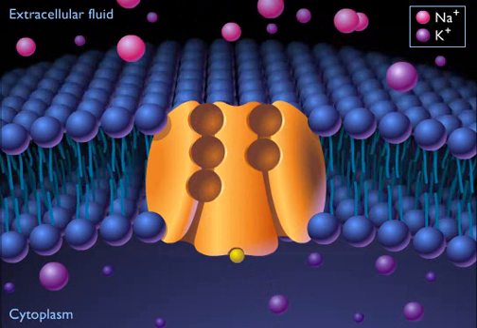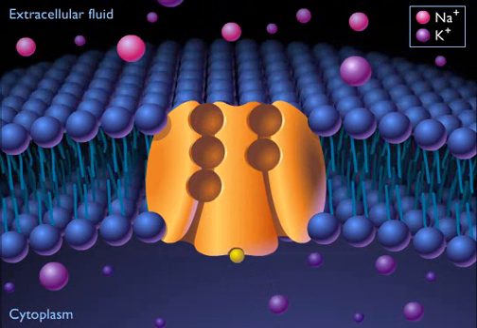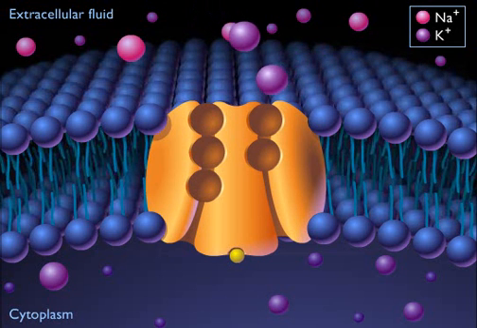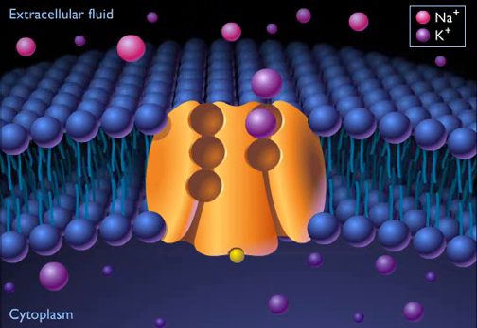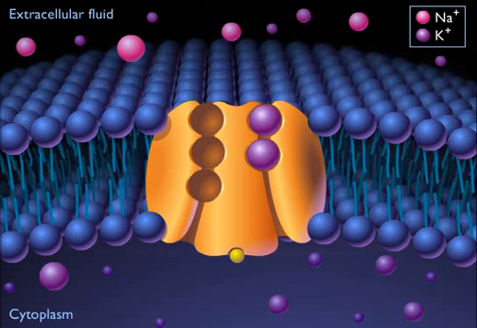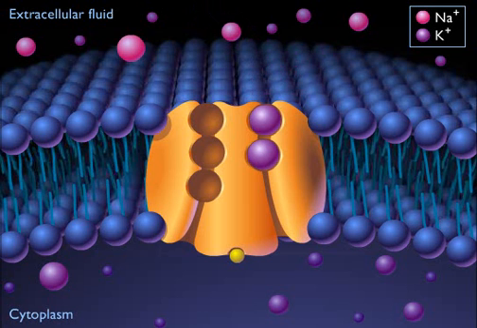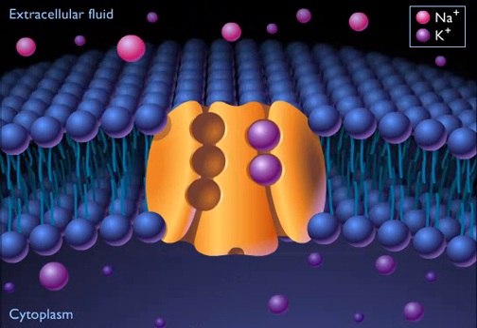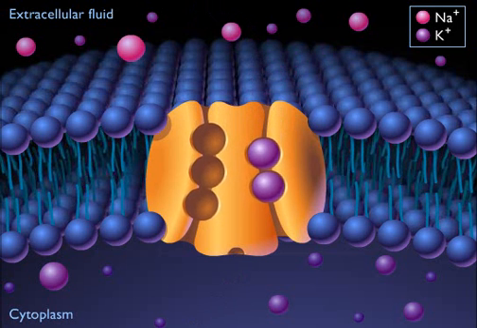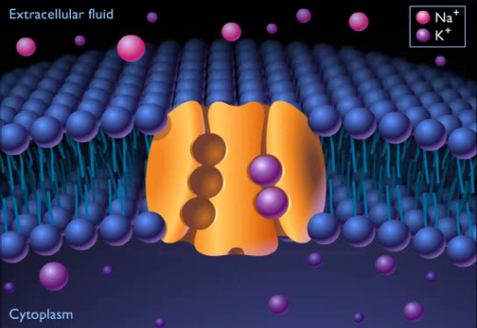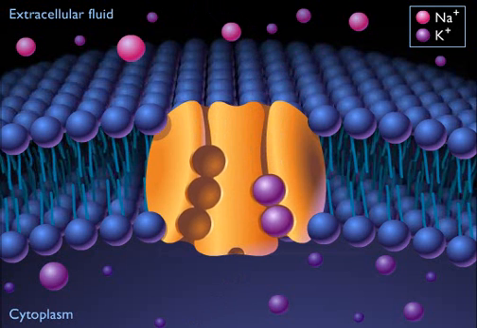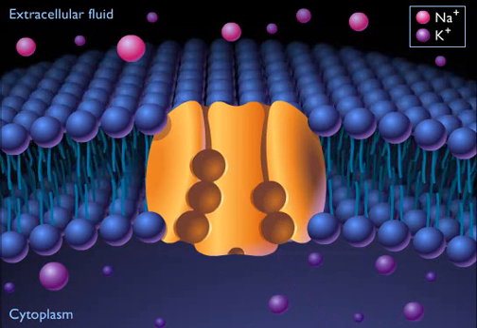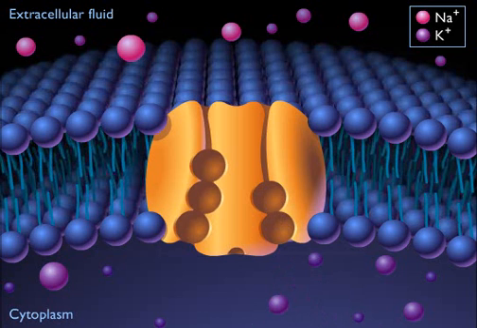In its new conformation, the carrier protein can now bind potassium ions on the outside of the cell. 2 potassium ions move into the carrier protein from the outside of the cell membrane, and the phosphate attached to the carrier protein is released. The carrier protein changes shape again, reverting to its original conformation and delivering the potassium ions across the membrane to the inside of the cell. It is now ready to repeat the process of sodium-potassium exchange.